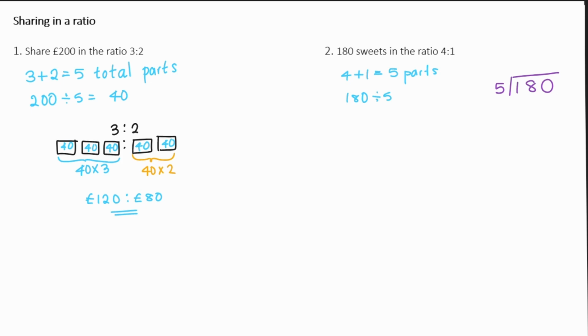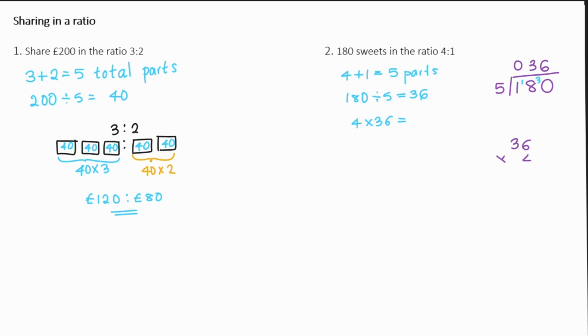1 divided by 5 is 0, we carry the 1. 18 divided by 5 gives me 3 with a remainder of 3. And 30 divided by 5 gives us 6. Therefore 180 divided by 5 is 36. So the first number in our ratio is 4. So we do 4 multiplied by 36.